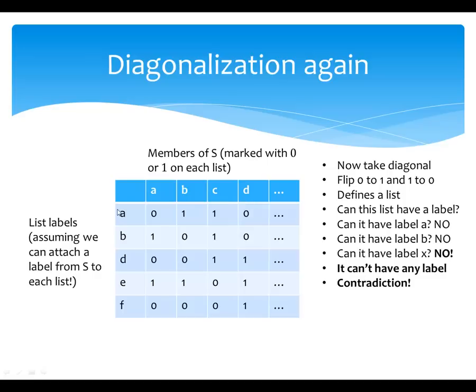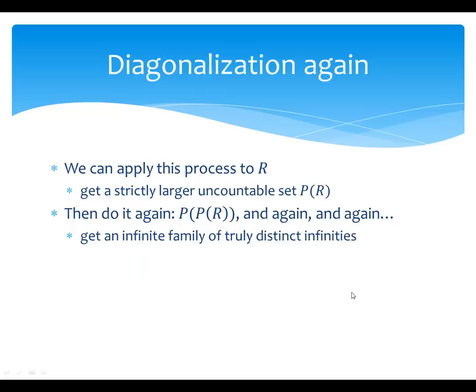Okay, so the assumption that I could match up list labels and actual people or members of S, or whatever you want to think of this set as, allows us to run the diagonalization argument. It allows us to create a new list, by flipping these diagonals, that can't have any label. That's our contradiction. That says that we can't have this correspondence between S and P of S. We've created a bigger set. There's got to be something more.